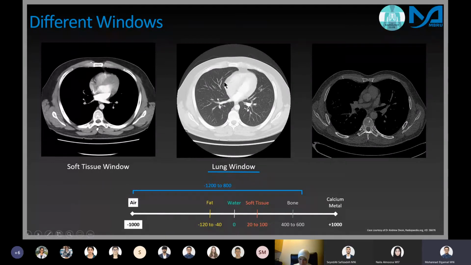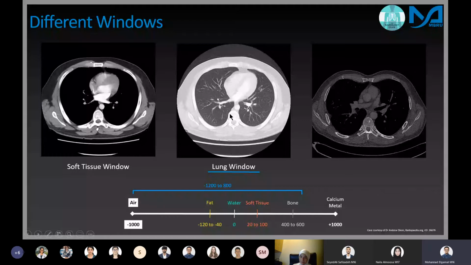As you can see, the tissue of the lung itself is a lot more apparent. You can see the vessels. If there's contrast, you will definitely see the vessels a lot better, and you will see some of the bronchioles as well. And you can see the window's a lot bigger, but it's more towards the negative side of the scale. And that's very useful in diagnosing lung diseases.